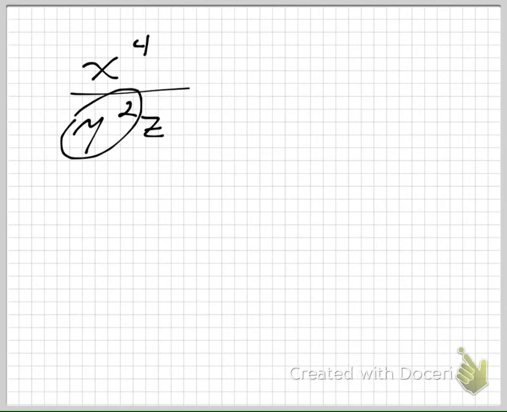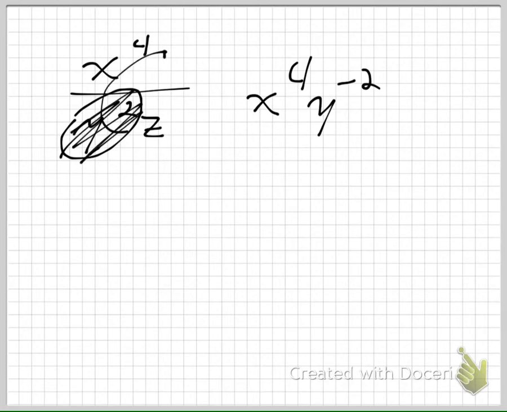How do I put that? How do I get, in other words, I can't have a denominator, right? So how do I get rid of that thing? What do I do with it to get rid of it? Flip it up and make it, so it would be x to the fourth, y to the negative second. That gets rid of him. Flipped him to the top up here, right?